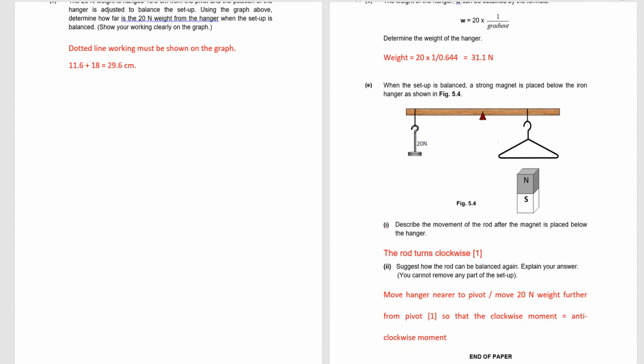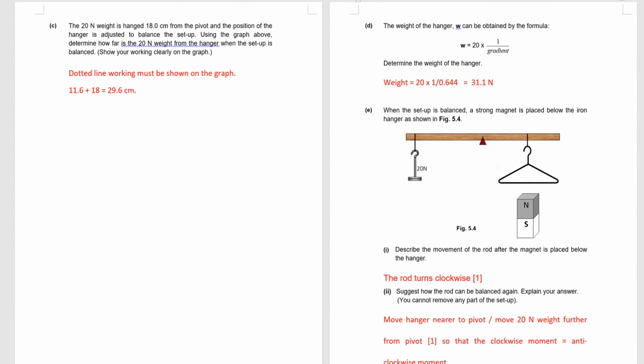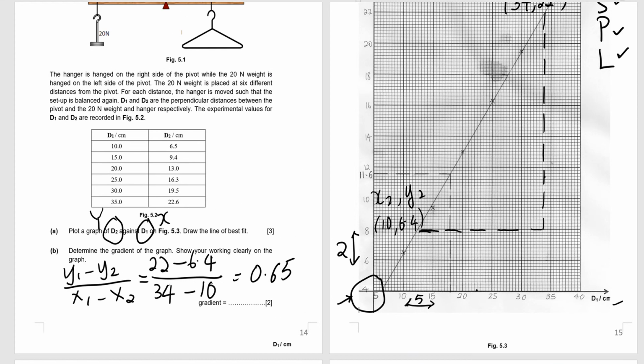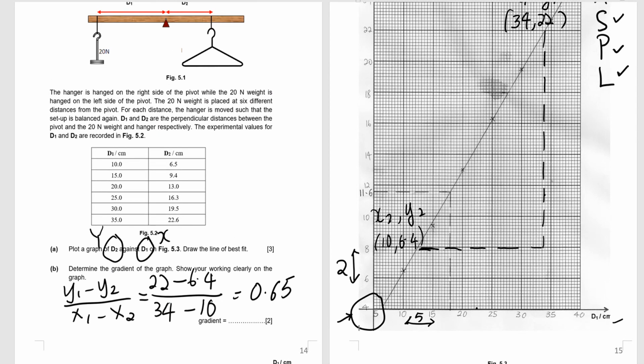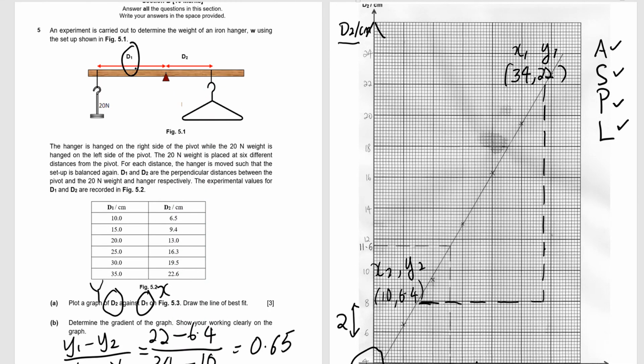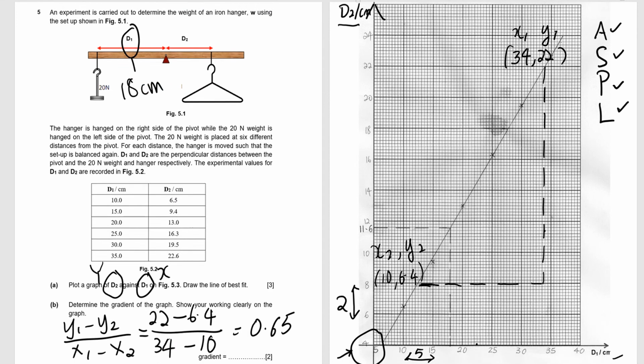And the next part says, what happens when you hang a 20 Newton weight at 18 cm from the pivot? So if you look at the picture, 18 cm from the pivot. So the place where you hang the 20 Newton weight, it is D1. So basically it's just another way of telling you, what happens when D1 is 18 centimeters. So I will show it on my graph.